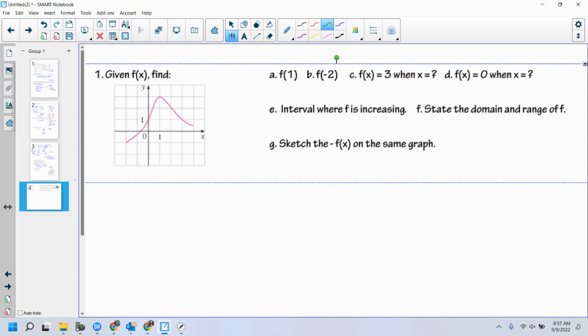Find f of 1, f of negative 2. f of x is equal to 3 when x is what, and f of x equals 0 when x equals what. Find an interval where f is increasing, state the domain and range of f, sketch the graph of negative f of x on the same graph.